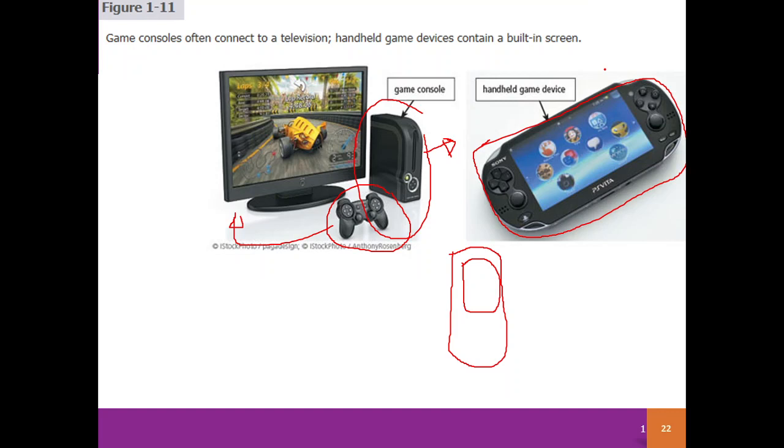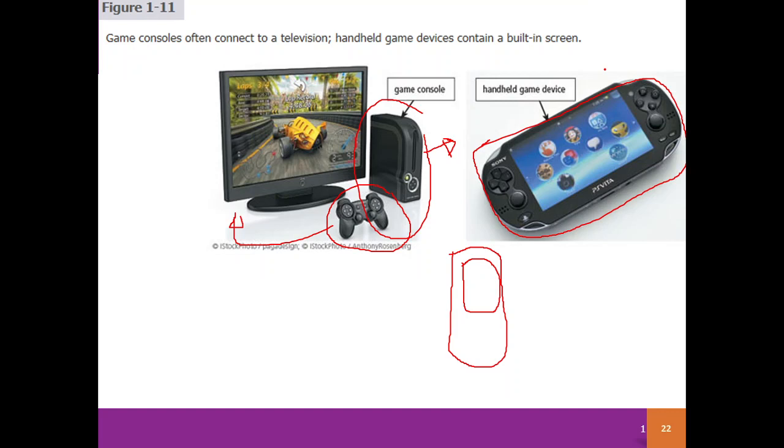Similarly, the smartphones that you have nowadays can also be used as gaming devices. In fact, they are used as gaming devices. I'm not sure about your generation, but there's a game called PUBG. It is very popular among many in your generation. And you can play that game using a smartphone, a mobile phone as well. In fact, that is how most people play it. So I hope you are aware of these things.